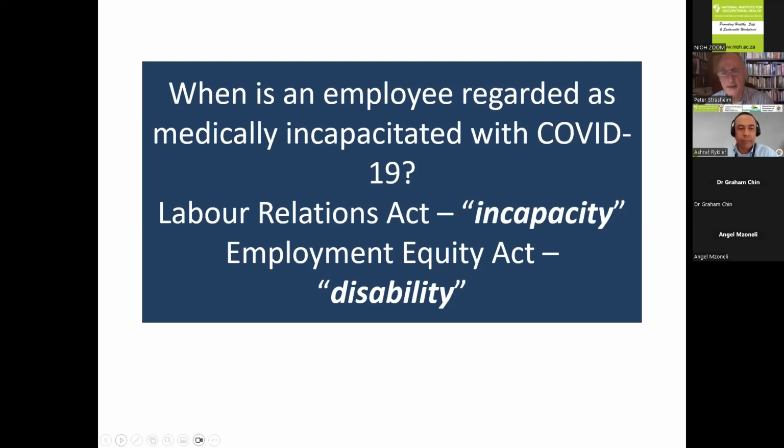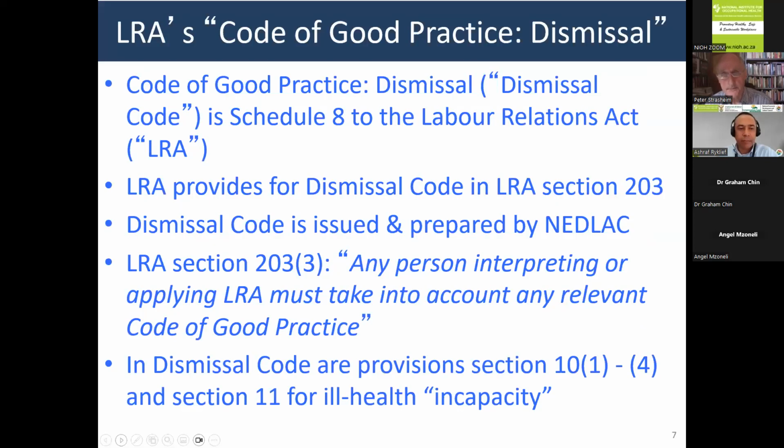Right, and to do all that and to describe for the employers and trade unions and employees what these duties are, depending on whether the person is incapacitated or disabled, we move on to the next slide. Now, under the Labour Relations Act, the LRA, it published in 1995, as I mentioned, a Code of Good Practice: Dismissal. Schedule 8 to the Labour Relations Act provides for dismissal in appropriate circumstances.